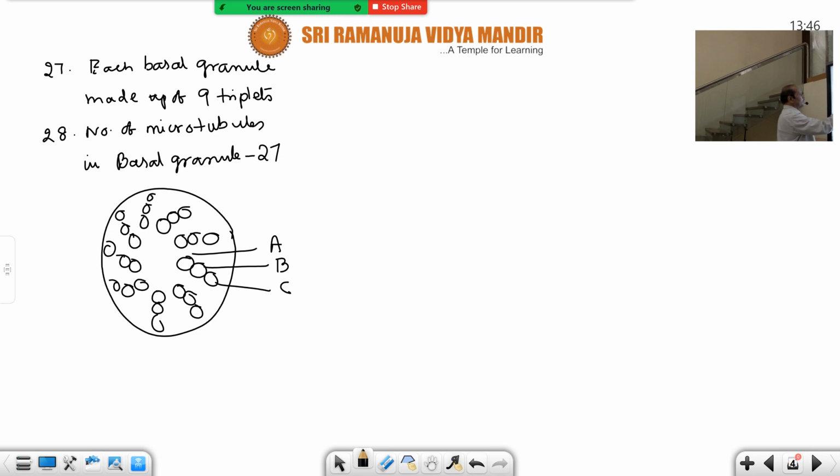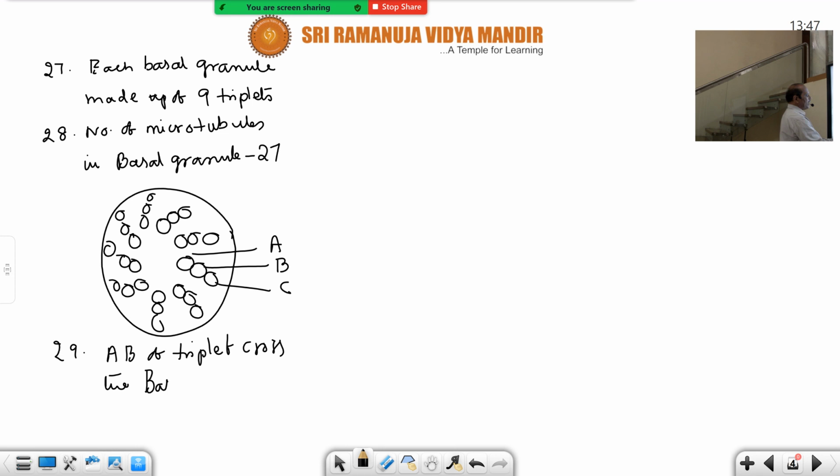Okay, and last triplet, this one. There are no singlets here. From these, AB directly cross the basal plate. AB tubules of the triplet can cross the basal plate.